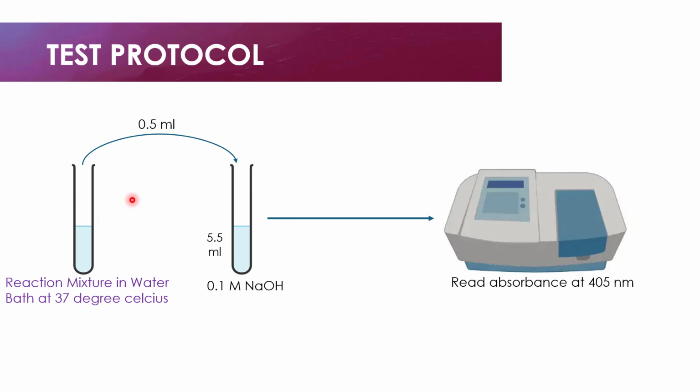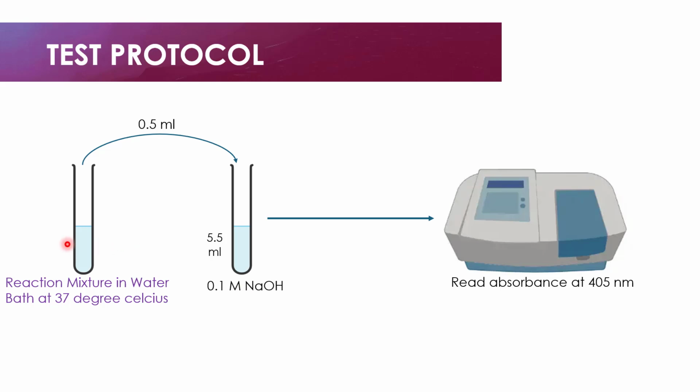Now, as you can see over here, this is our reaction mixture, which is placed in a water bath at 37 degrees Celsius. At 0 minute, we aliquot, or pick, 0.5 ml of the reaction mixture and add it to a different test tube containing 5.5 ml of 0.1 molar sodium hydroxide to stop the reaction. Don't forget the 0 minute will be used as blank.